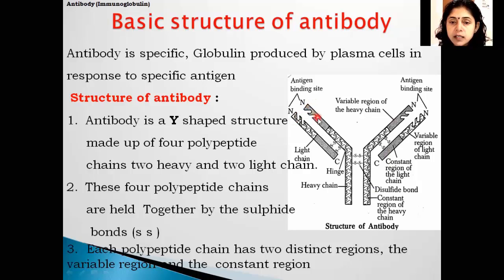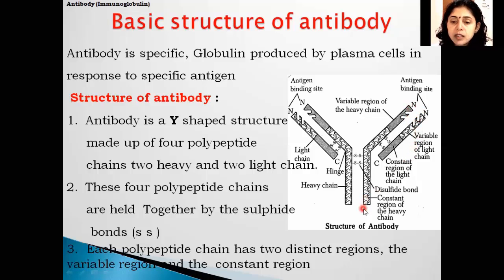Here you can see the variable region; at the end of the variable region is the amino terminal, which is written here as NH2. This portion is also called the Fab portion. That is the fragment where the antibody binds the antigen. So that is called the Fab segment.